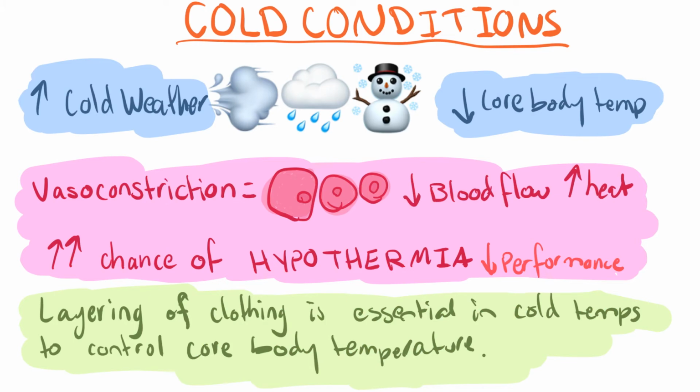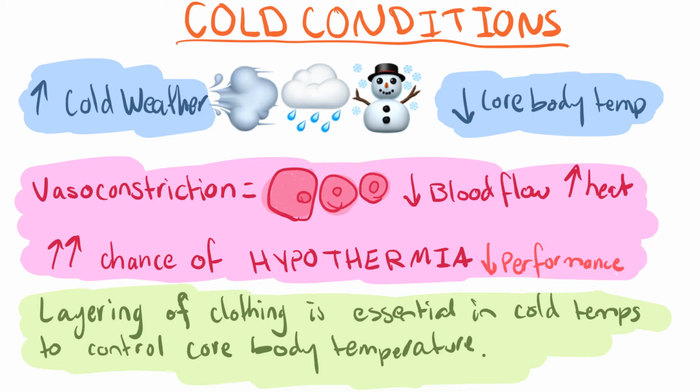In complete opposite to hot and humid conditions, we have cold conditions. Now, obviously, if we have an increase of cold weather, such as wind, rain, or even snow, we're going to have a decrease in our core body temperature. Now, different to hot and humid conditions where we have vasodilation of our red blood cells, we actually then have vasoconstriction of our red blood cells.